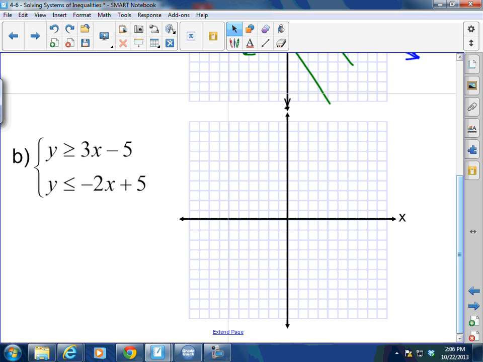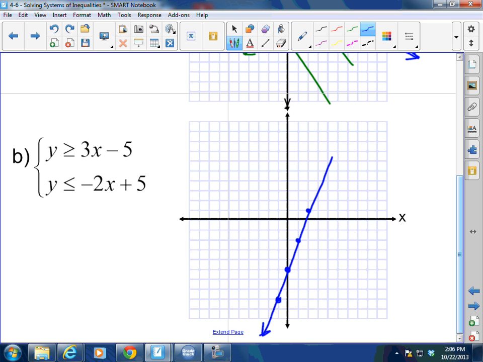This one was nice and easy. I already gave it to you. Both solve for y. Let's see what we got. Y is greater than or equal to 3x minus 5. So my y-intercept is negative 5. My slope is up 3 over 1, up 3 over 1, down 3 over 1. It's going to be a solid line because it's greater than or equal to. So am I going to shade above or below?